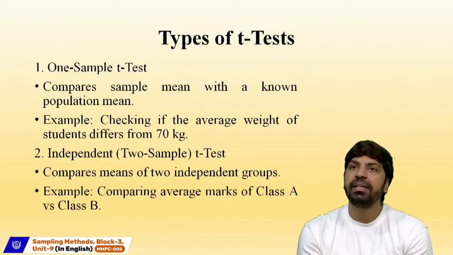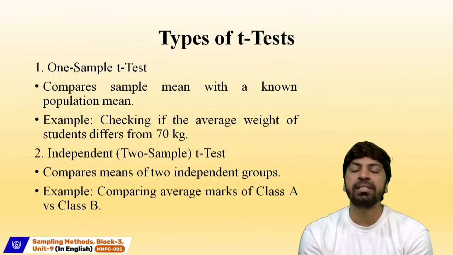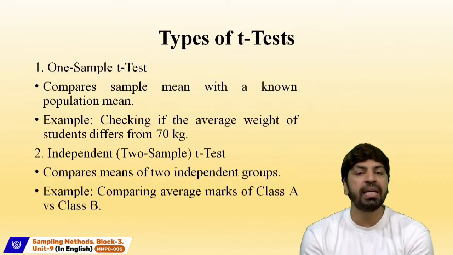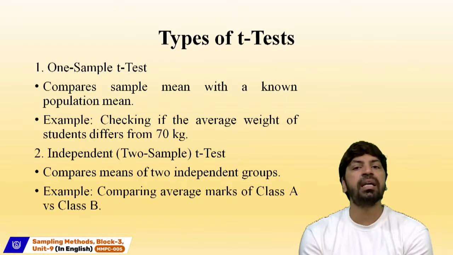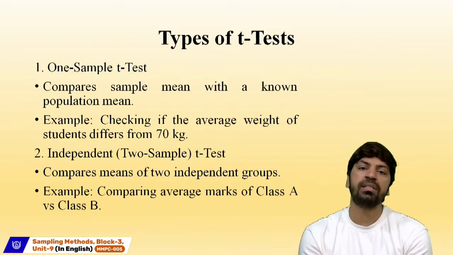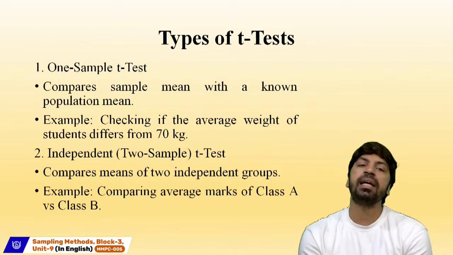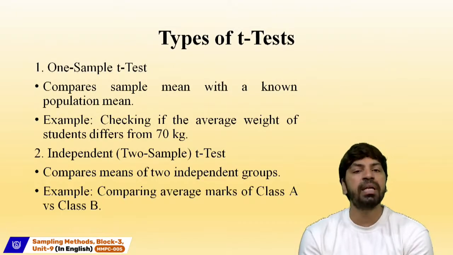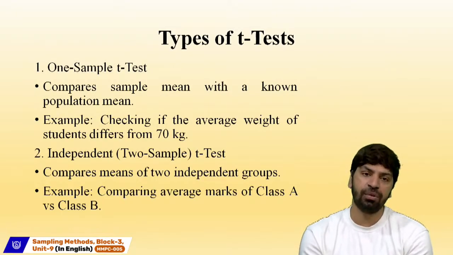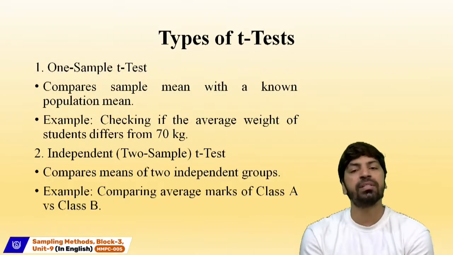Types of t-test. The one sample t-test compares the sample mean with the known population mean, for example, checking if the average weight of students differs from 70 kg. The next test is the independent two sample t-test. It compares the means of two independent groups, for example, comparing the average marks of class A versus class B.